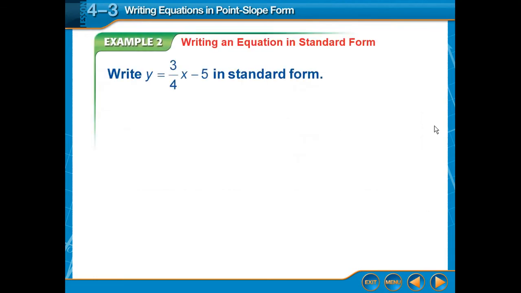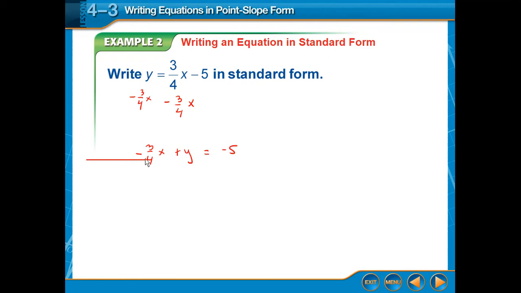All right, so just a review of some of the forms we've learned. Remember, standard form from the last chapter has all the variables on the same side. A is positive, and there are no fractions or decimals or common factors. So first thing I want to do to get this to standard form is get the variables on the same side. So when I subtract 3 over 4x from both sides, I get negative 3 over 4x plus y equals negative 5.